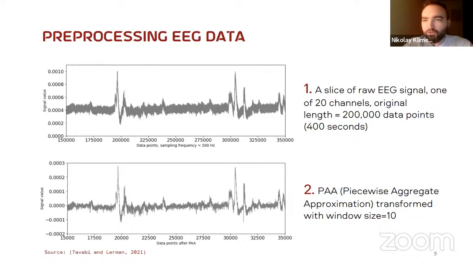So we have an algorithm, like we have EEG, which is in fact a time series, and we want to somehow apply algorithms from natural language processing to automatically find the most repeating and influential patterns. It seems like we should somehow convert our signal into text to apply that algorithm. We here utilize the pipeline developed by authors Tawabi and Lehrman.